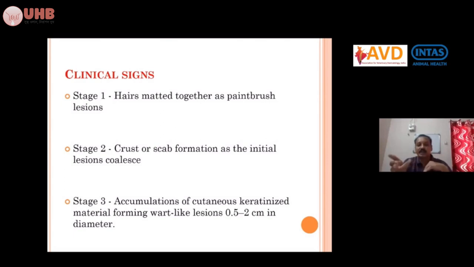And thickening of the skin, which I have just now shown in the picture, is stage 3. There is accumulation of cutaneous keratinized material, and sometimes it may look like wart-like lesions, about 0.5 to 2 centimeters in diameter. They are stage 3. When the animal is presented to you in stage 3, it is very difficult to get completely cured. When it is presented in stage 1 and stage 2, it is very easy to treat the cases.